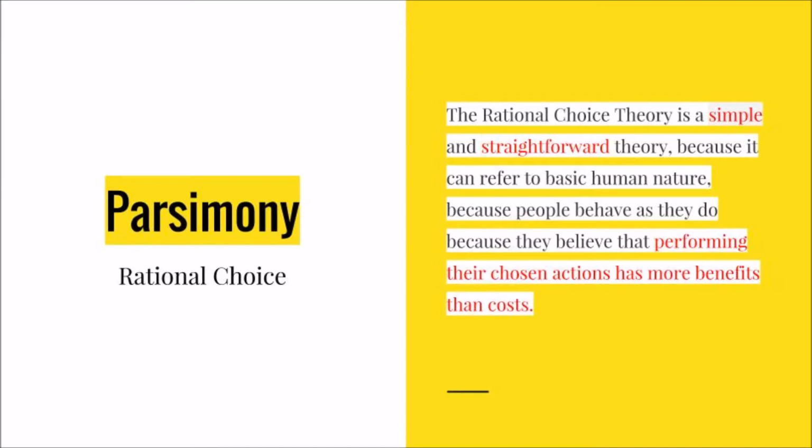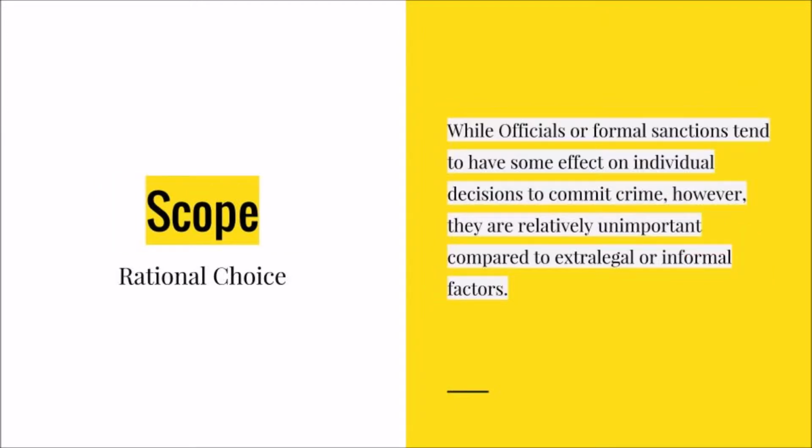You see, rational choice theory is simple and straightforward because it refers to basic human nature. People behave as they do because performing their chosen action is beneficial to them. Now, the scope of rational choice theory is very narrow. While officials or formal sanctions tend to have some influence on decisions to commit crime, they're relatively unimportant compared to informal sanctions such as family or peers.